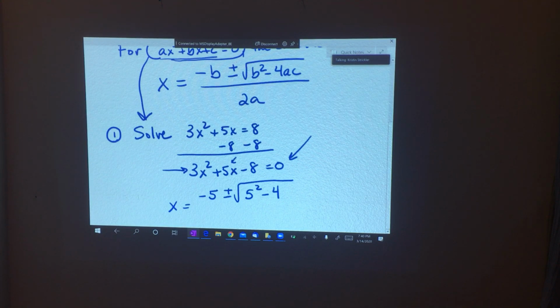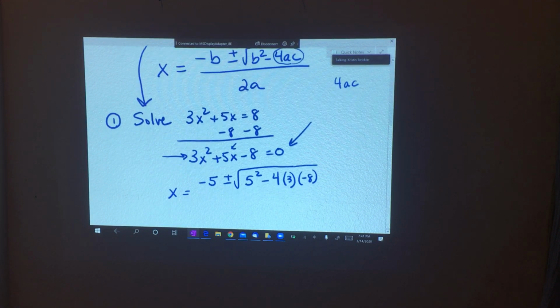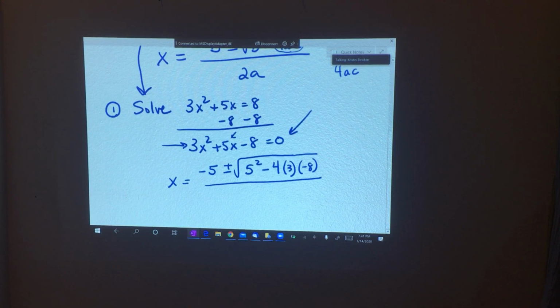So 4ac means they're all multiplied. See this up here, 4ac? That means 4 times a times c. So whatever a is, I'm going to put that in. That was 3. And c is negative 8. Don't forget the negatives. If you do this slowly enough, you'll get it. But you have to be careful with the details. We have to be careful with our positives and negatives. All right, so then down below, I've got 2 times a, and a again is 3.